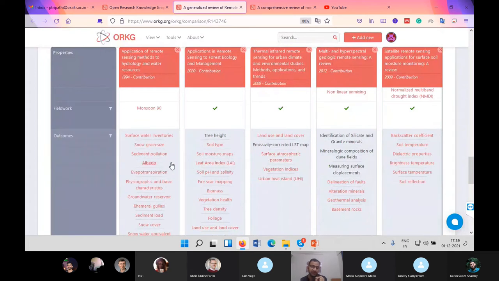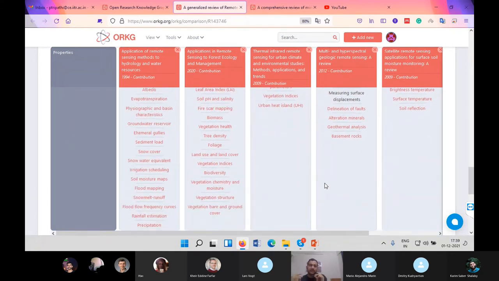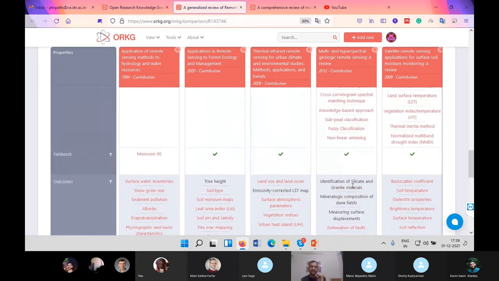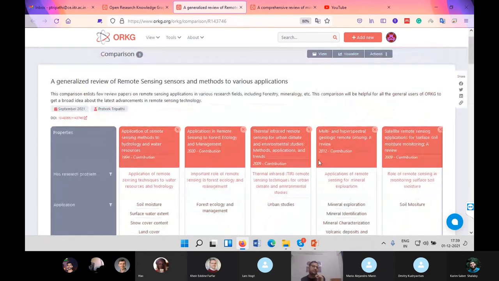These are the major outcomes which we generally found in every research paper on remote sensing for the particular application. For minerals, we search for delineation of faults using remote sensing data sets. Alteration minerals can also be identified using remote sensing data sets. For soil, dielectric properties can be estimated from remote sensing data sets. So overall, this comparison shows a generalized view of remote sensing and can be understood by a normal person, a third person who knows nothing about my field.